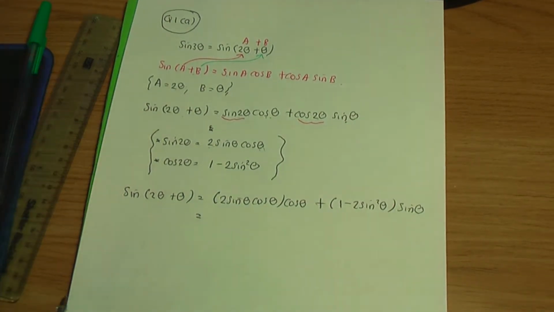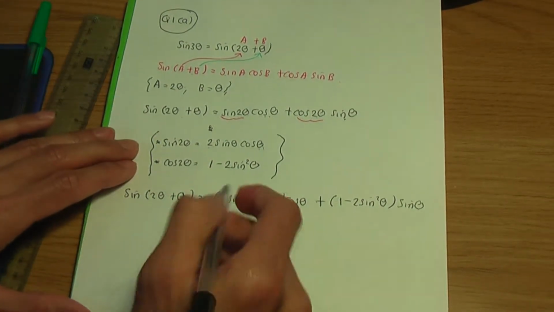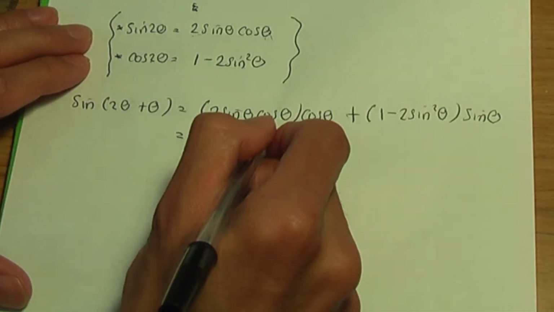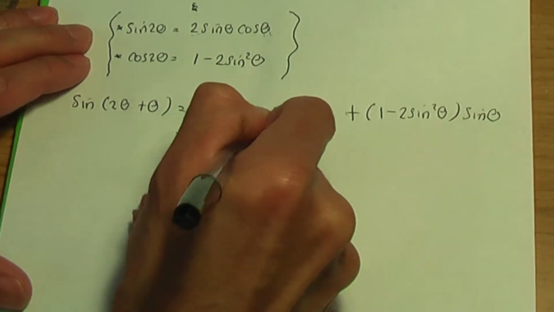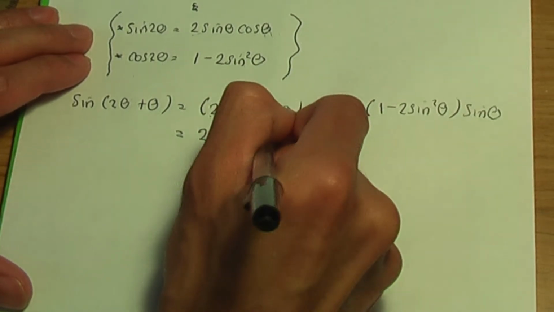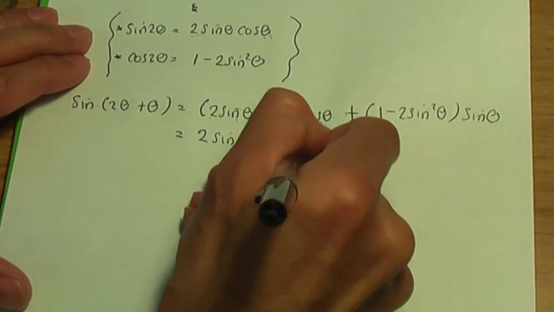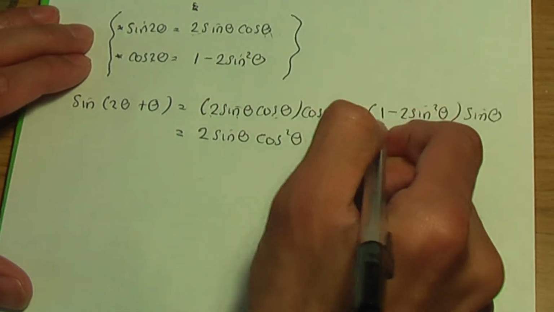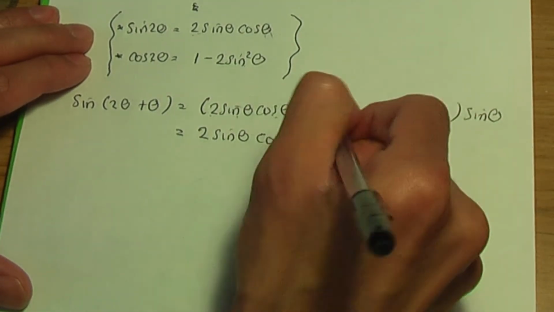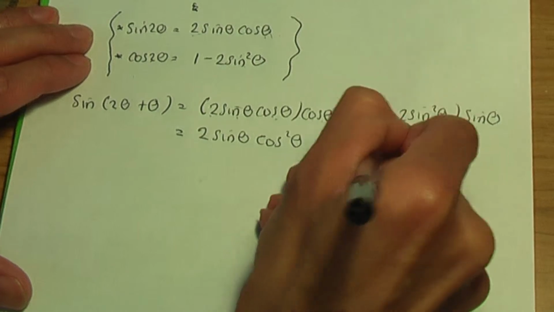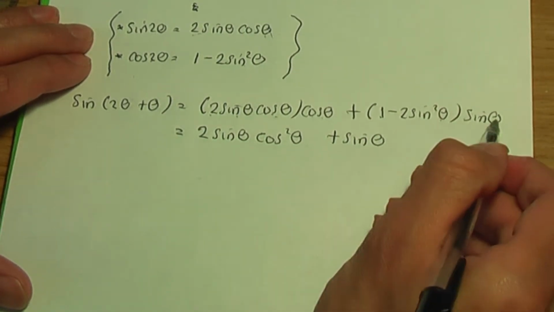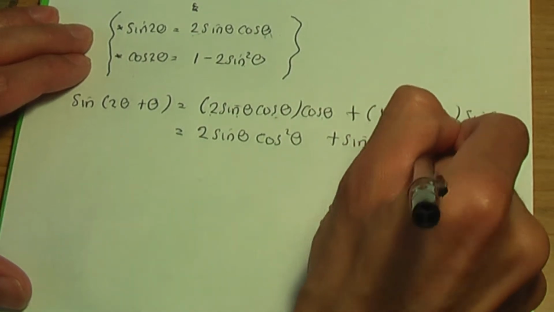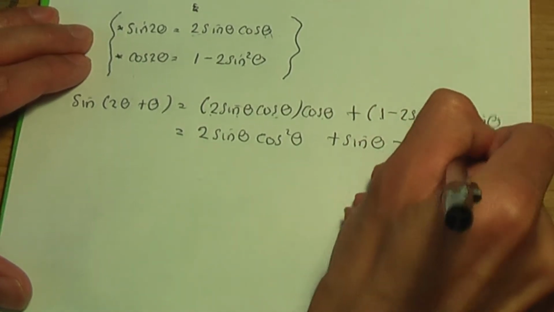Now, if we go the extra stage, let's get rid of the brackets. So 2 sine theta cos theta times cos theta is 2 sine theta cos squared theta, and 1 times sine theta is sine theta, and minus 2 sine squared theta times sine theta is minus 2 sine cubed theta.